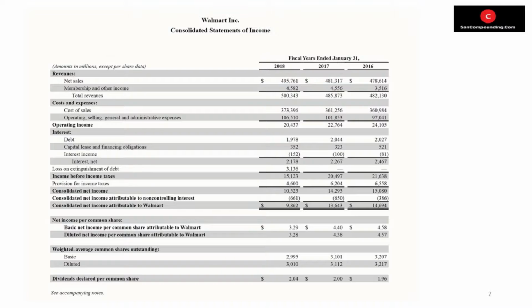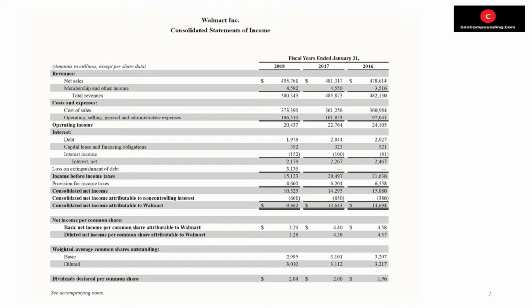Walmart generated close to $500 billion in 2018 as against $485 billion in 2017. So that's the net sales which falls under the revenue. And they also have membership revenue that's coming from many of their subsidiaries. For example, they have a subsidiary which is Sam's Club. So membership revenue is a significant part of Walmart's total revenue. So you put together $495 billion plus $4.5 billion, together it is $500 billion revenue they generated in 2018.